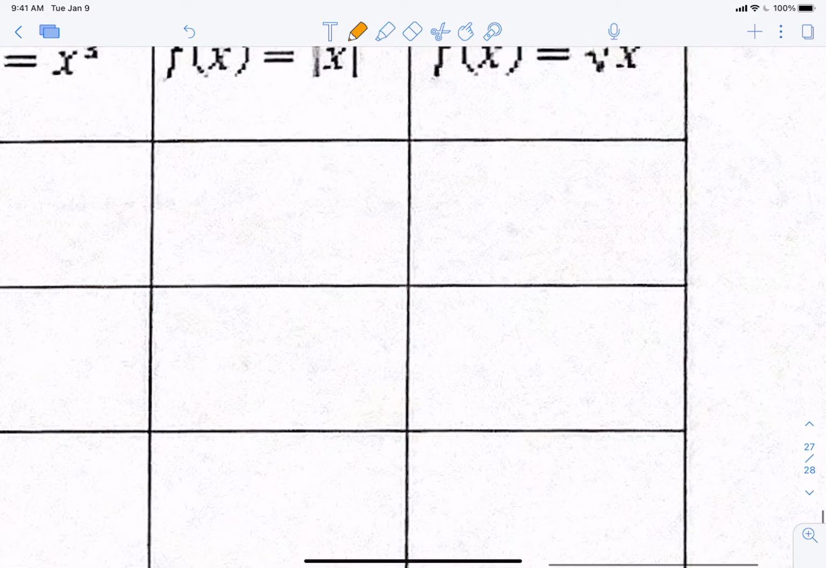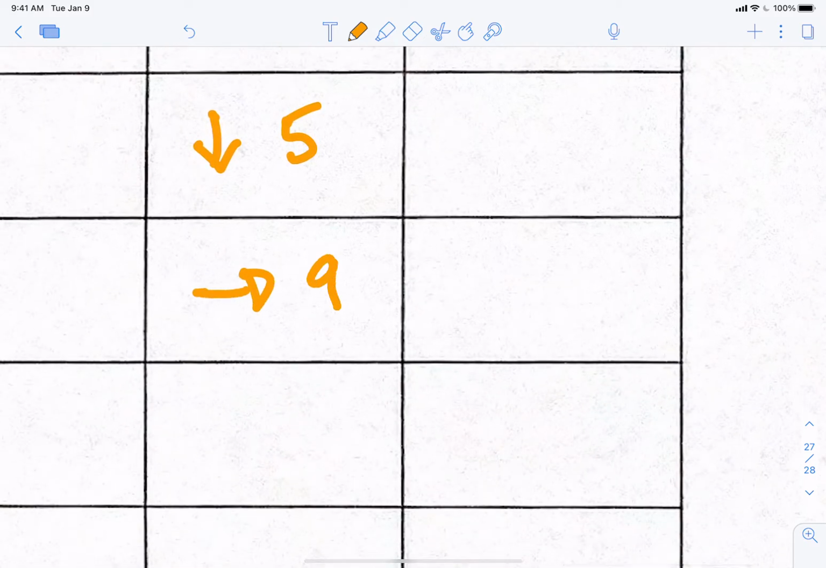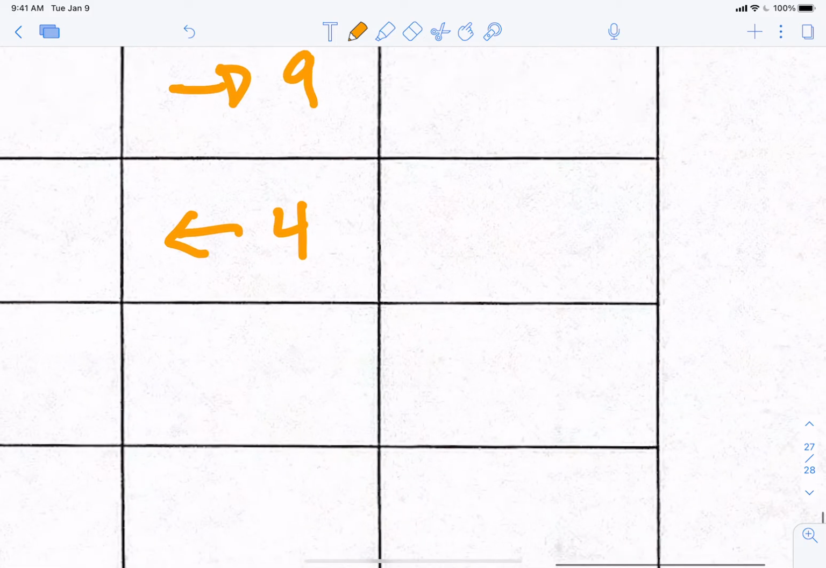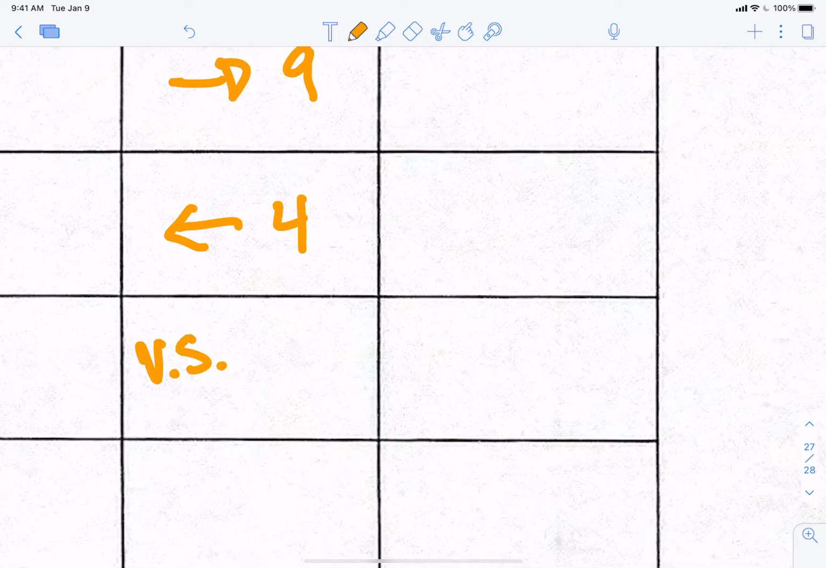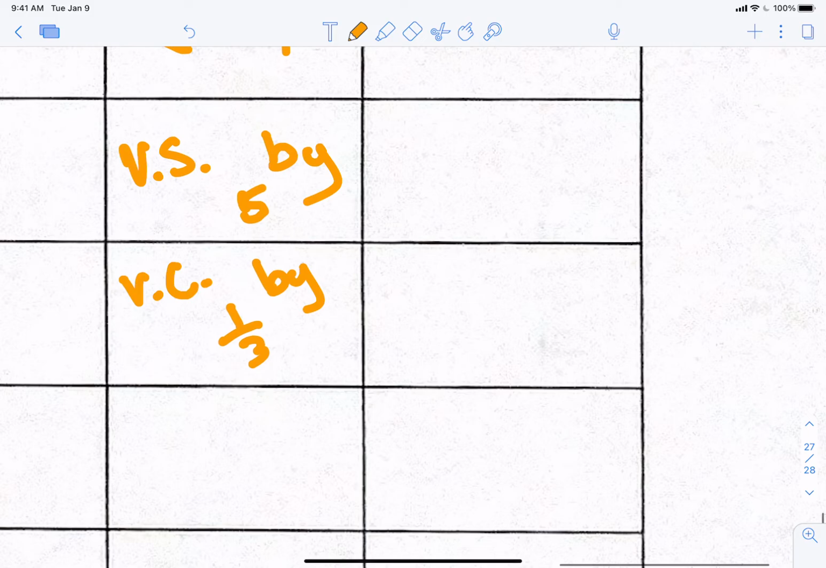So this was, what, up 6? Yep. Up 6, down 5? Yep. Okay, what was this one? Right 9. Right 9? Left 4. Left 4? Vertical stretch by a factor of 5. Vertical stretch by 5? Vertical compression by a factor of 1/3. Vertical compression by 1/3. Don't write this stuff down. I'm just making it so that I don't have to flip back and forth.